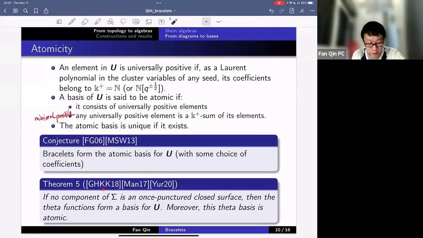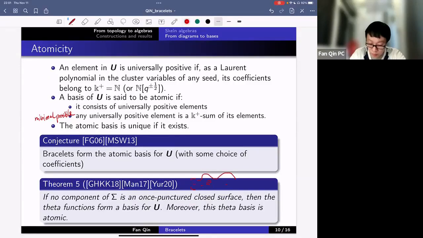So in the later development of cluster algebra by using the scattering diagram, Gross-Hacking-Keel and Kontsevich introduced the theta functions. And they showed, in this case, if the non-acyclic component of the surface is a once-punctured closed surface, by which I mean some surface like this.